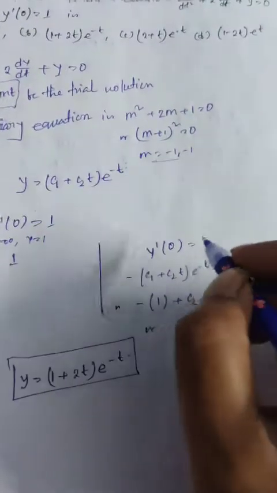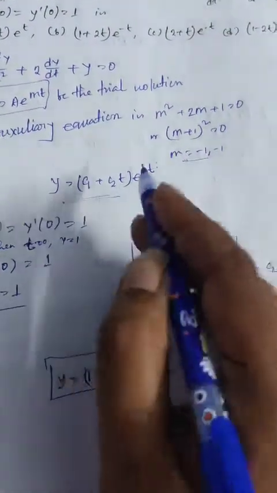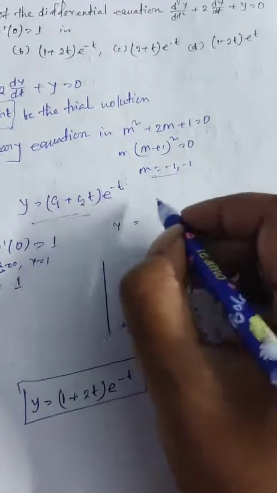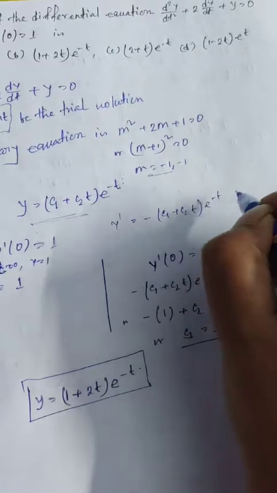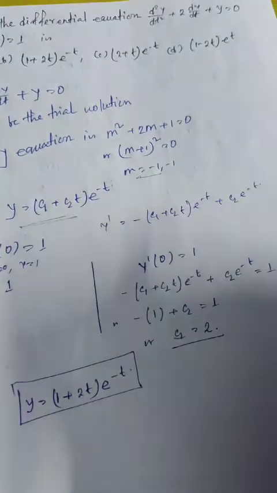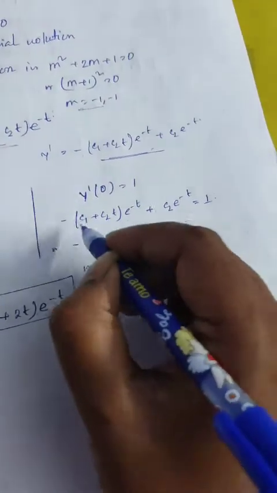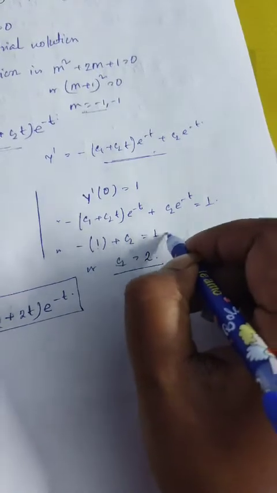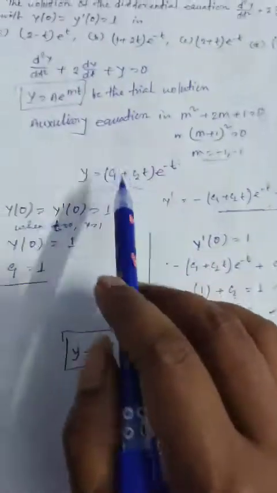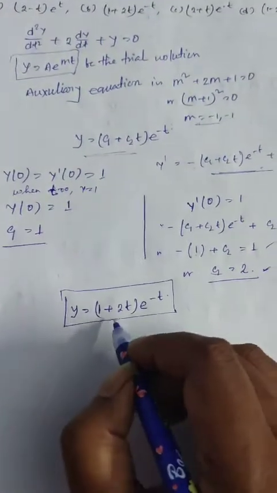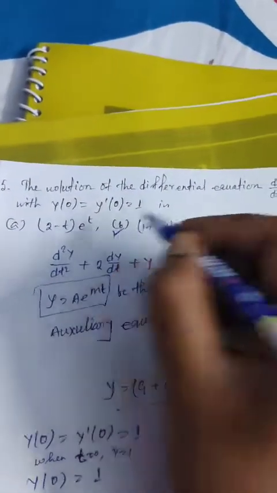And y'(0) is equal to 1. So first of all, if we find the derivative, we will get y' is equal to minus (c1 plus c2t) into e to the power minus t plus c2 e to the power minus t. And if we put t is equal to 0, we get minus 1 plus c2 is equal to 1, and c2 is equal to 2. So if we put the values of c1 and c2 here, we get y is equal to (1 plus 2t) e to the power minus t, and the answer will be B.